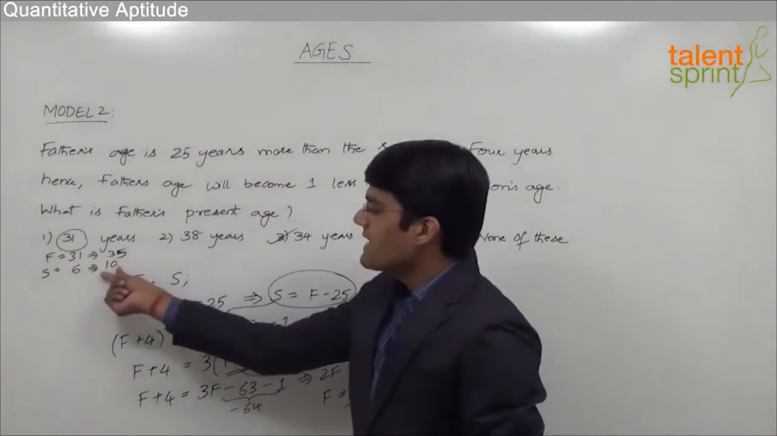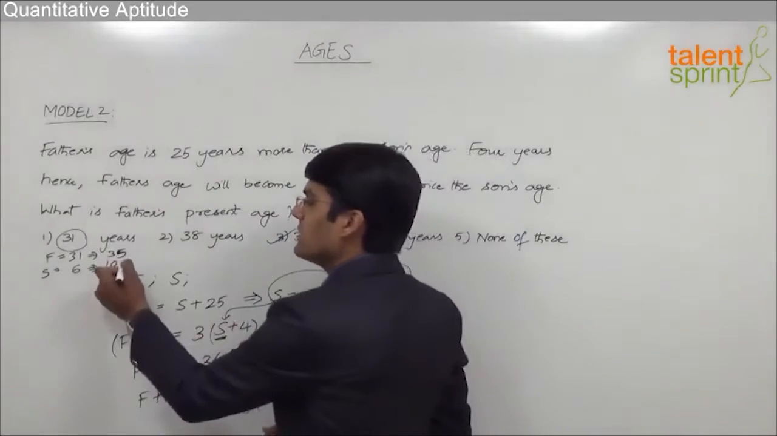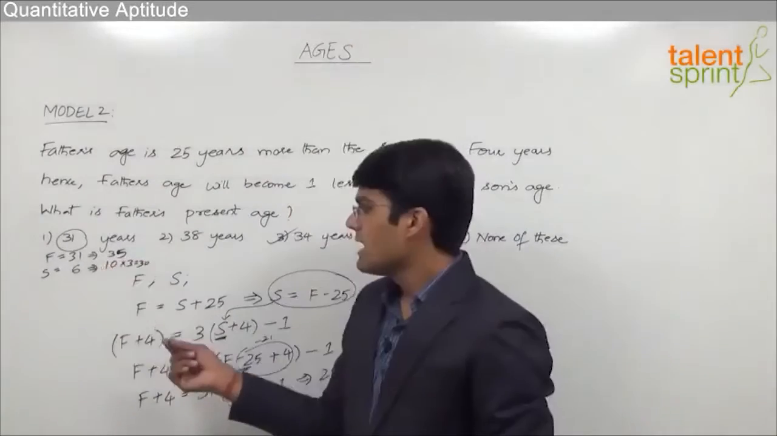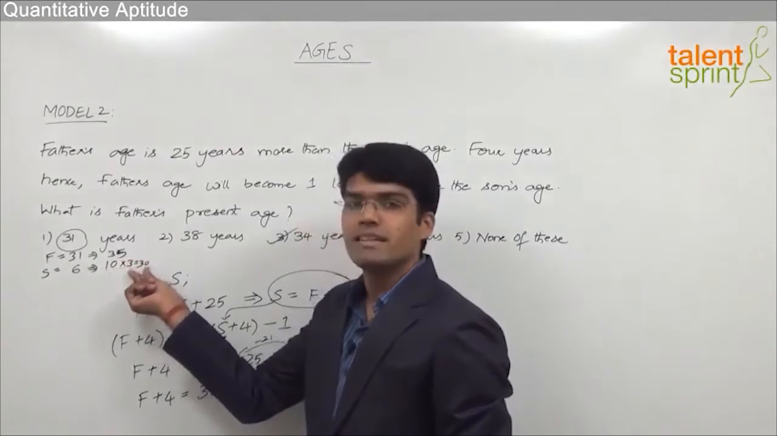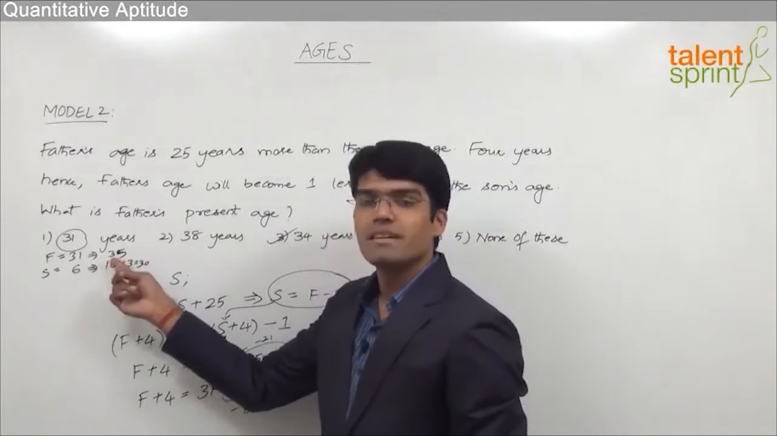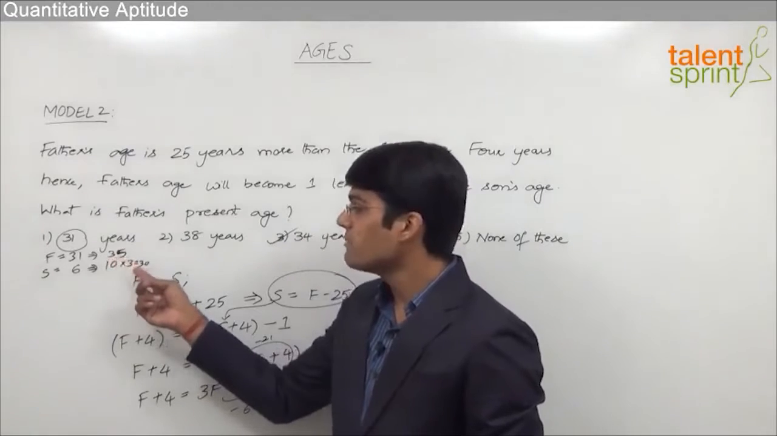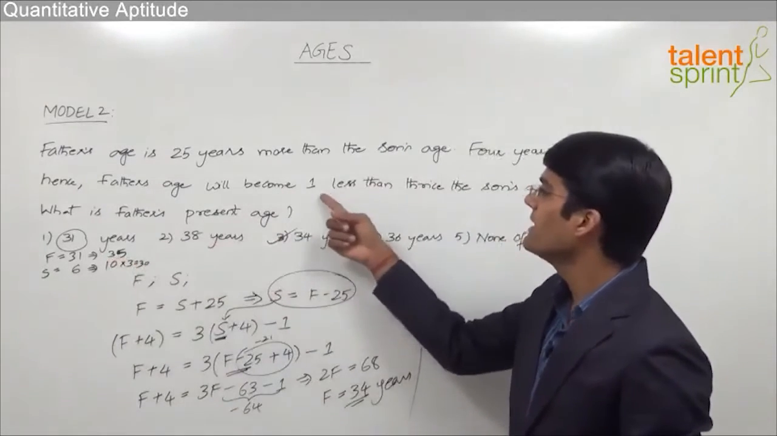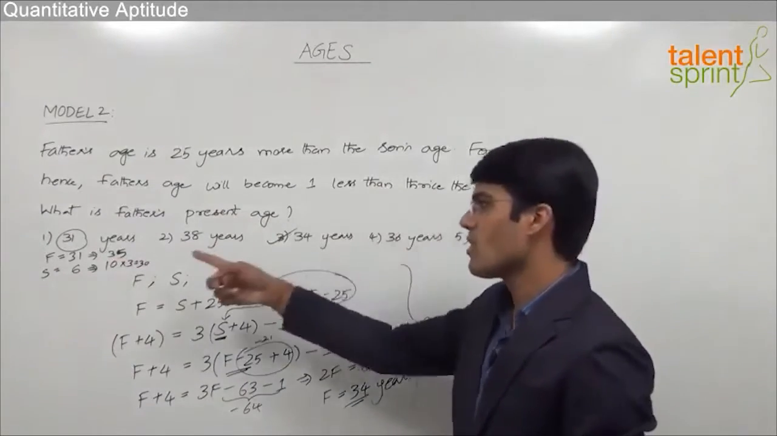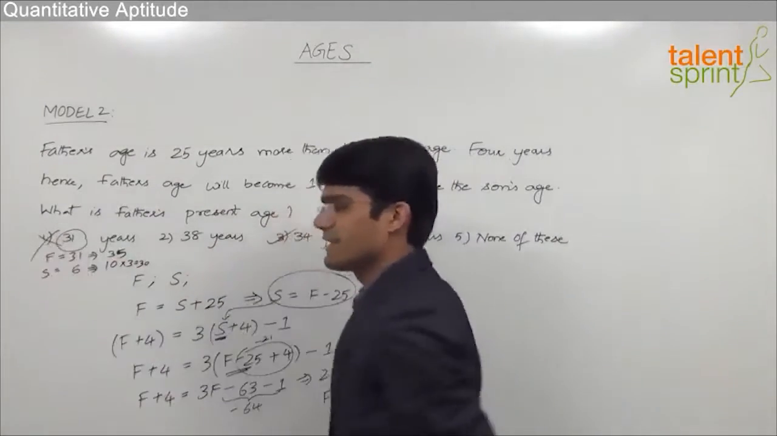3 times the son's age, that is 10 into 3, will be equal to 30. As you can see from this, thrice the son's age is 30 years and father's age is 35 years, which is 5 years more than thrice the son's age. But the statement says father's age will be 1 year less than thrice the son's age. So option number 1 cannot be the answer.